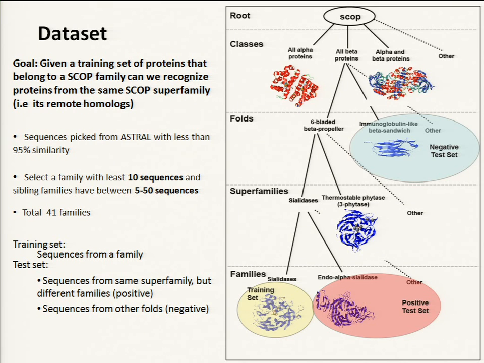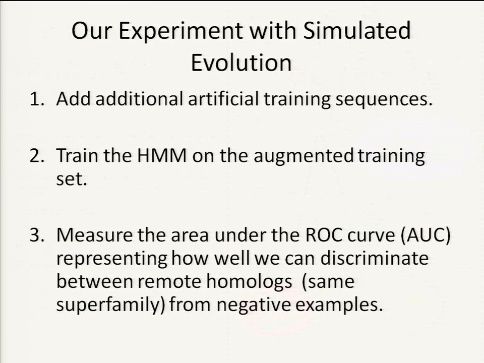We build HMMs by picking and constructing from the superfamily sequences from the whole set. Then we have artificial training sequences, and train the HMM on the training set. We measure the area under the ROC curve. That determines how well we did on remote homology examples.